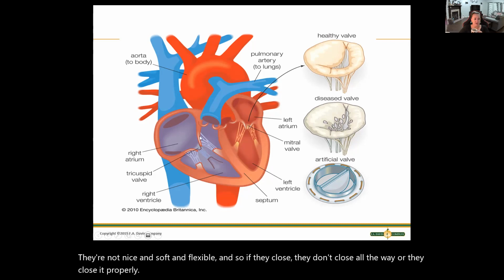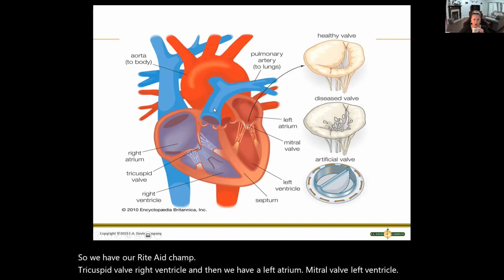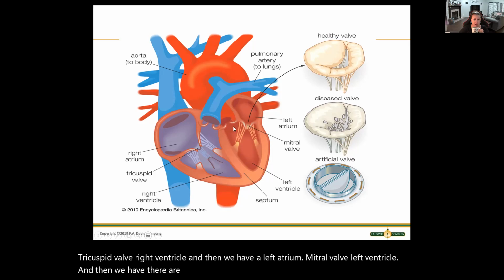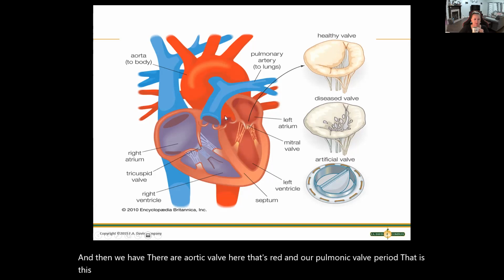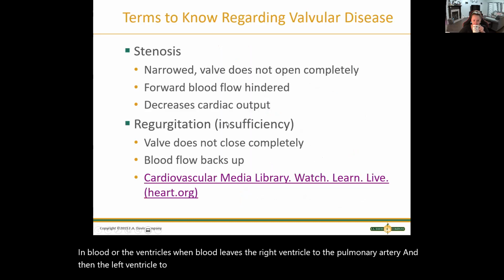So we have our right atrium, tricuspid valve, right ventricle, and then left atrium, mitral valve, left ventricle, and then our aortic valve here that's red, and our pulmonic valve here that is this blue one. Obviously these prevent backflow into the atrium when blood leaves the right ventricle to the pulmonary artery, and the left ventricle to the aorta.